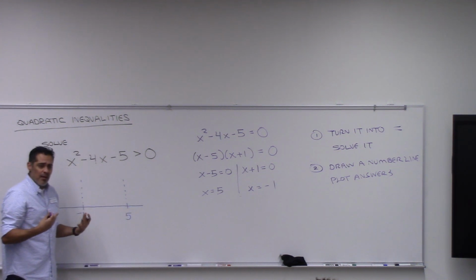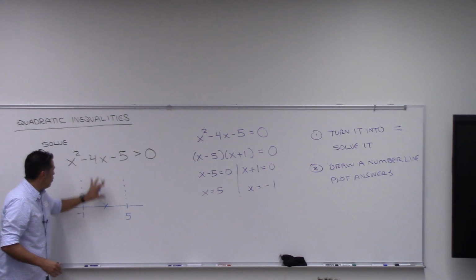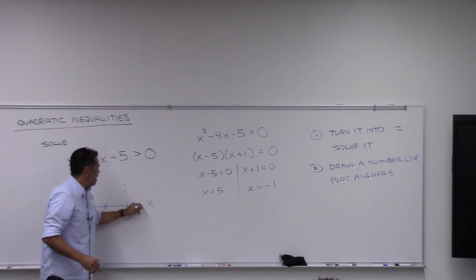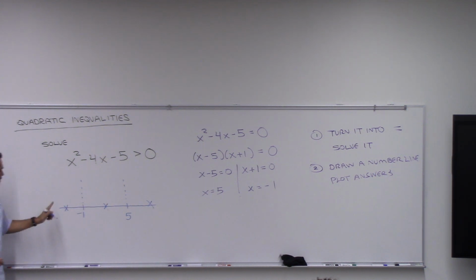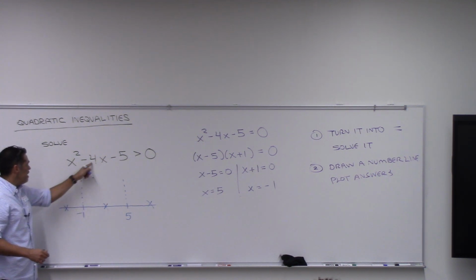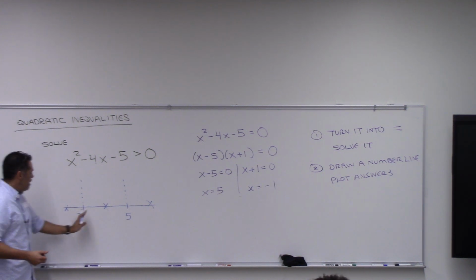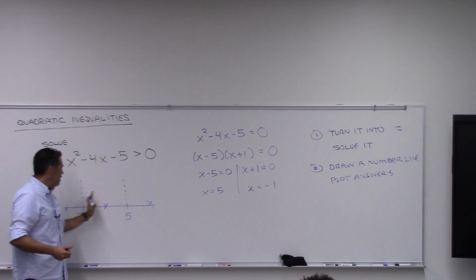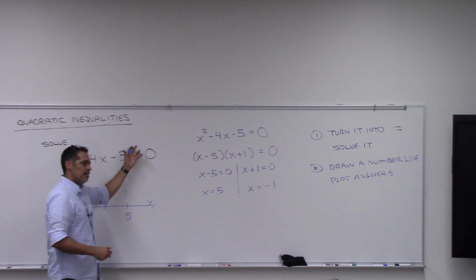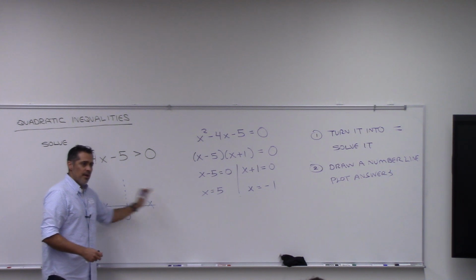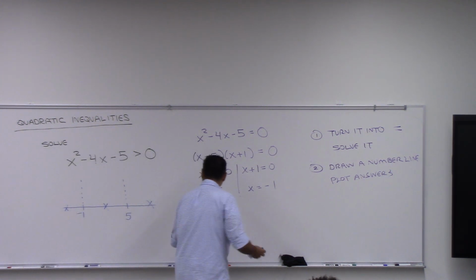And what I need to figure out is whether numbers here work, or here. I'm going to test some values of x. If a number right here goes in here and works, then everything in this region will work. If a number in here works, then everything in between here and here will work. And finally, if a number over here works, then every number over here works. So you have to test points. That would be the next step.